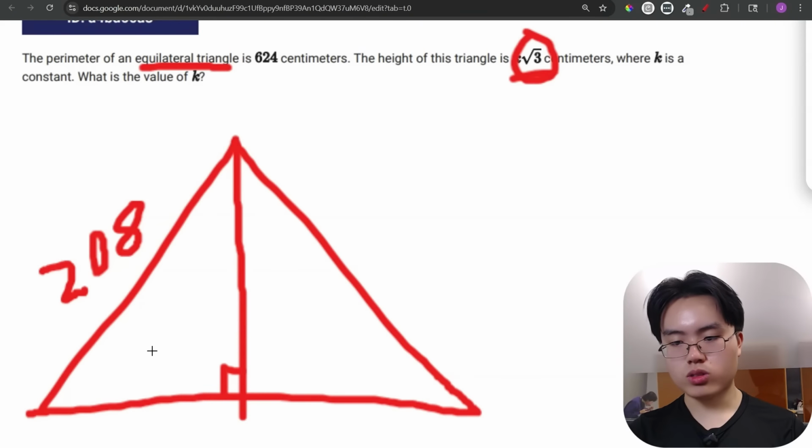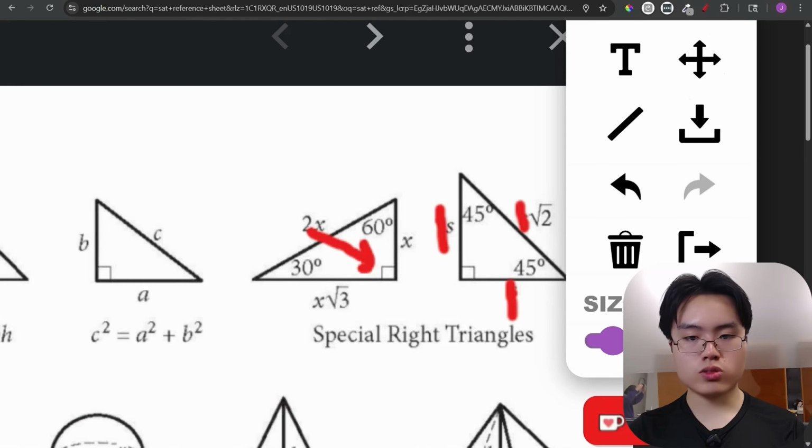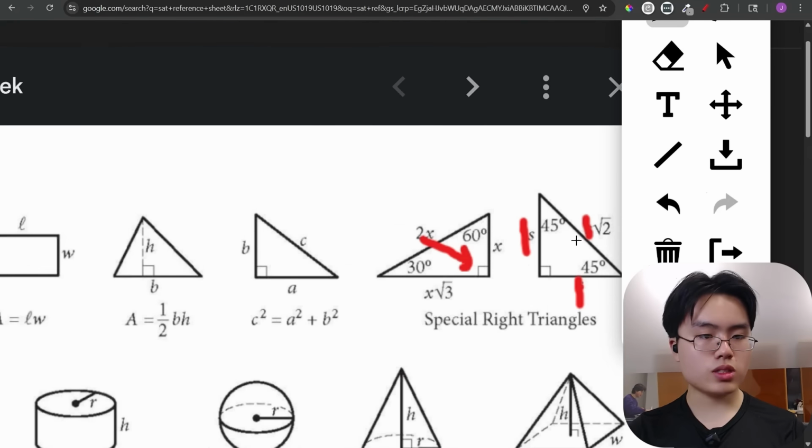But okay, so this is going to be a 60-degree angle, because like the equilateral triangle, each of the angles is 60 degrees, and we split this 60 degrees in half, so this is just 30 now. That's the 30, 60, 90 triangle, right? 30, 60, 90. Okay, so how can we use special triangles for this? Let me clear this up.